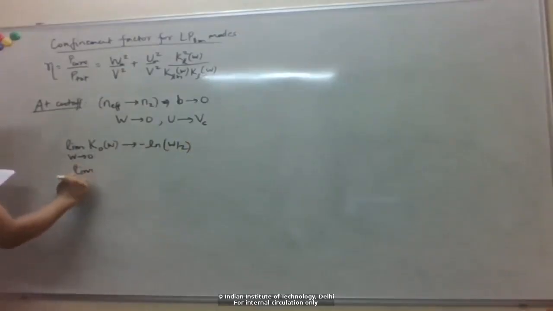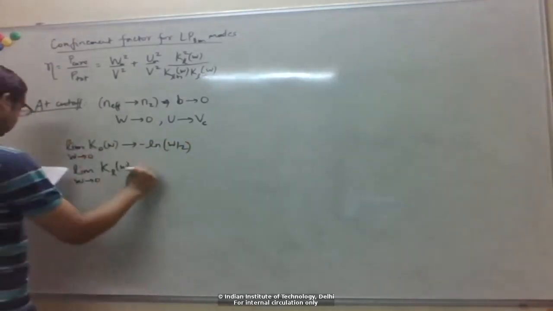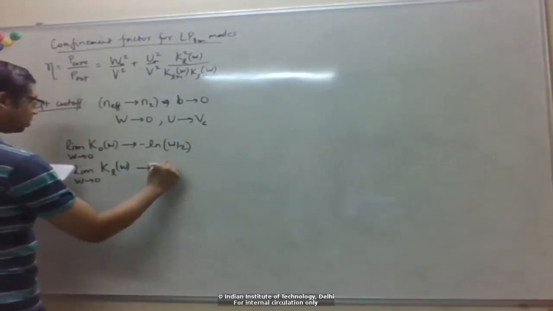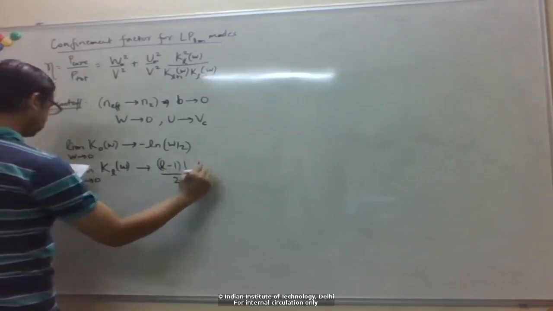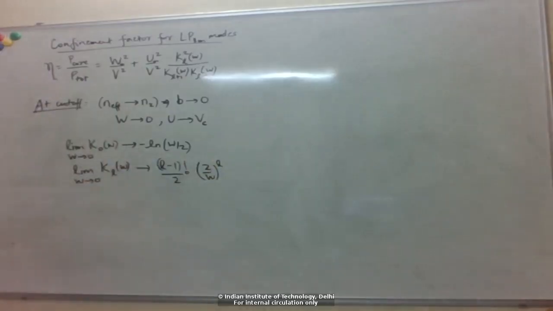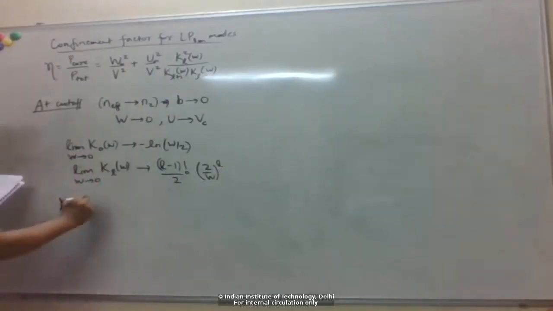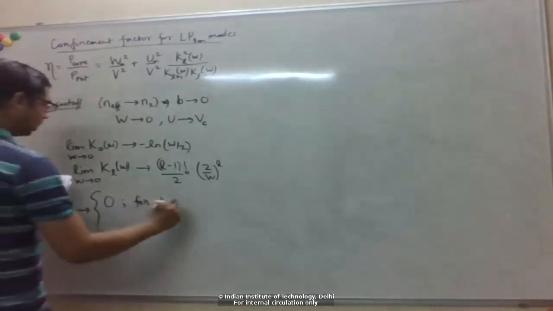And for other K values, it approaches that value. So this is L minus 1 factorial, and then we have 1 over 2 over W raised to L. Okay, so you can use these limiting expressions here, right? And you can see that the confinement factor then approaches 0 at cutoff for L equal to 0 or L equal to 1.